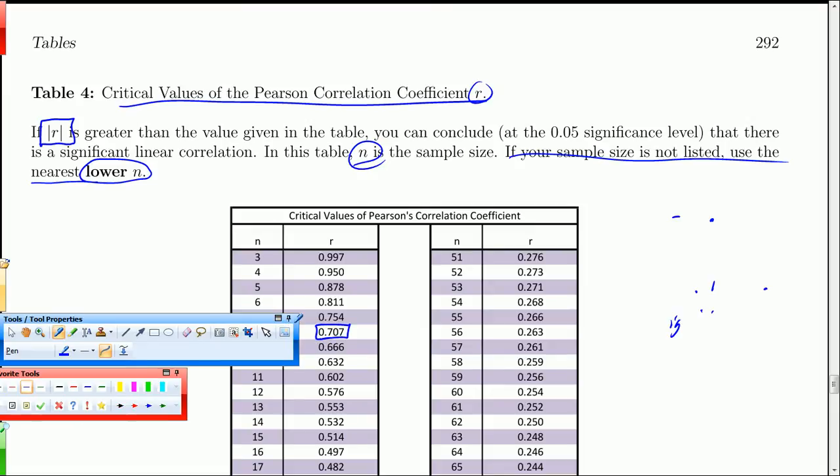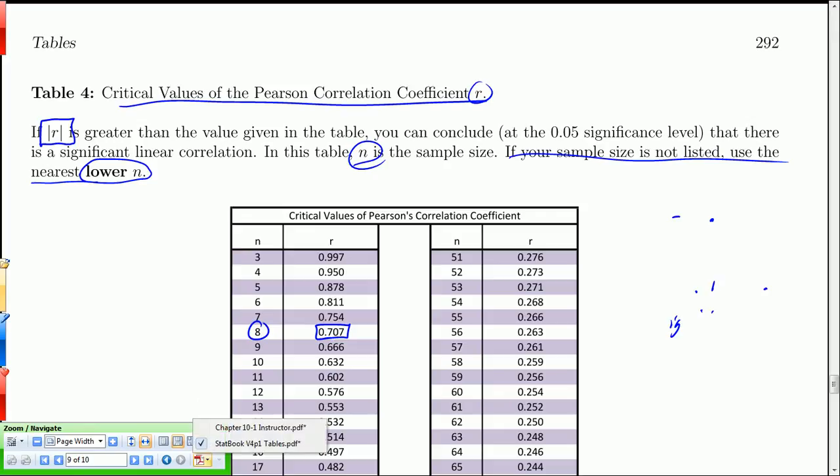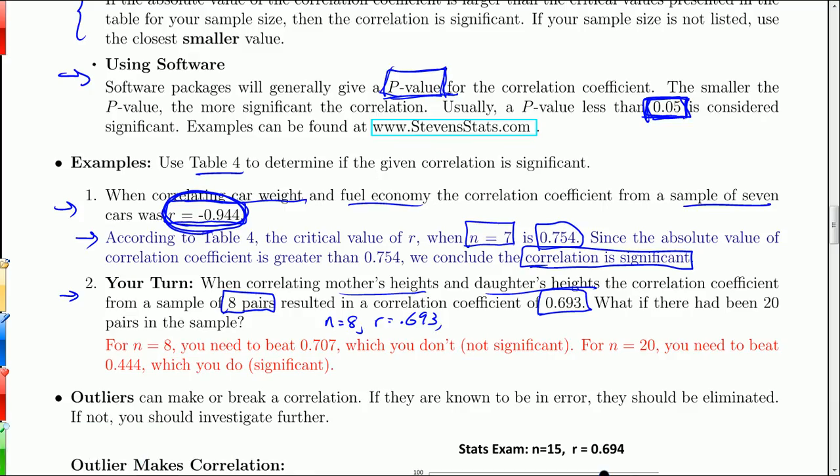0.707. So the critical value is 0.707. We need to beat 0.707. So our value of r is smaller than the value of r in the back of the table. So this correlation is not significant.